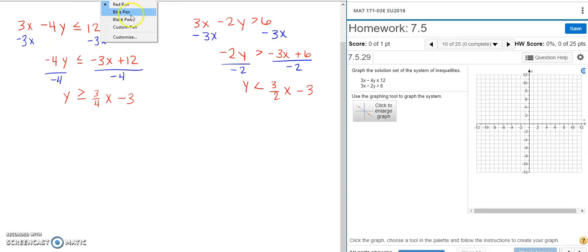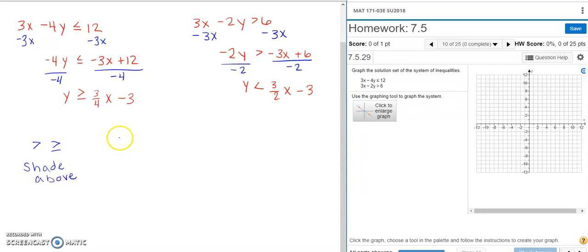Now, because I was able to follow through with the inequality the whole time, I can use the inequalities to decide on my shading. With graphing these, we're going to have to shade a certain direction. So when it is a greater than or equal to, we shade above the line. And when it's a less than or equal to, we shade below the line. Doing it the way my math lab has you do it, with just switching this to an equals, you can't really rely on that because you don't know whether or not it was supposed to flip, right?